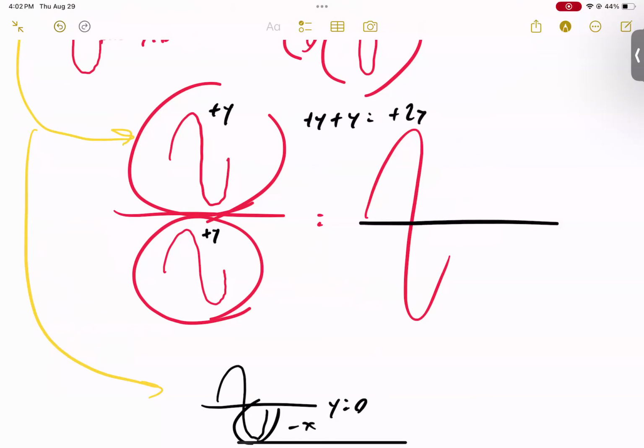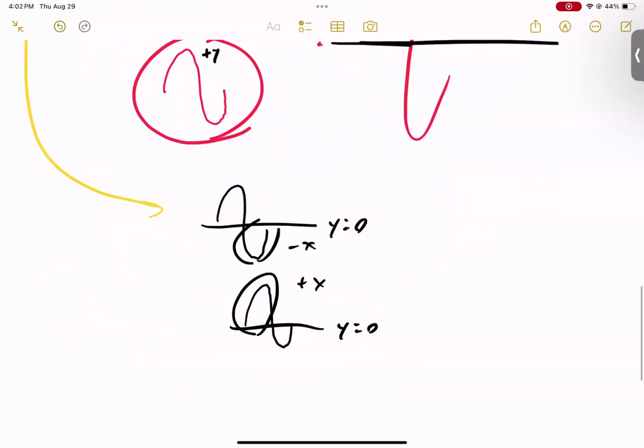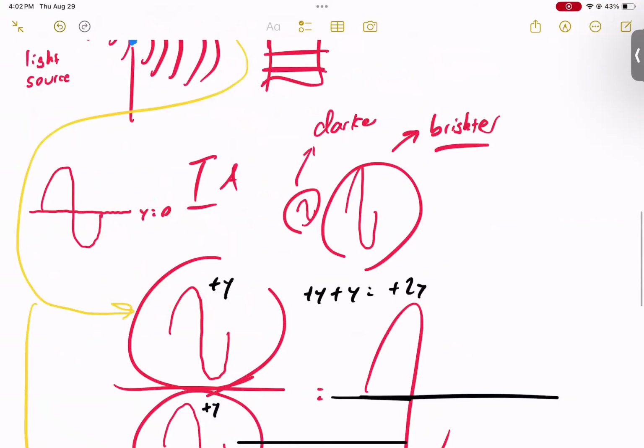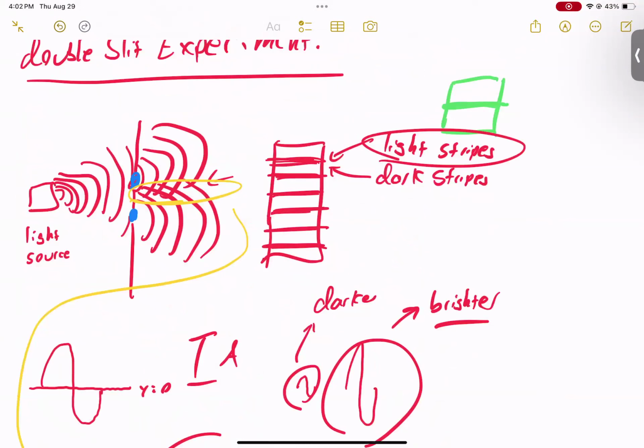So it's an extra large amplitude. In this case over here, if we have positive x plus negative x, we get 0. So essentially what happens over here is that these waves will cancel out each other. And once we have waves that cancel out each other, there is no amplitude, which means there is no brightness. So that explains the darkness that we see over here with that white space.